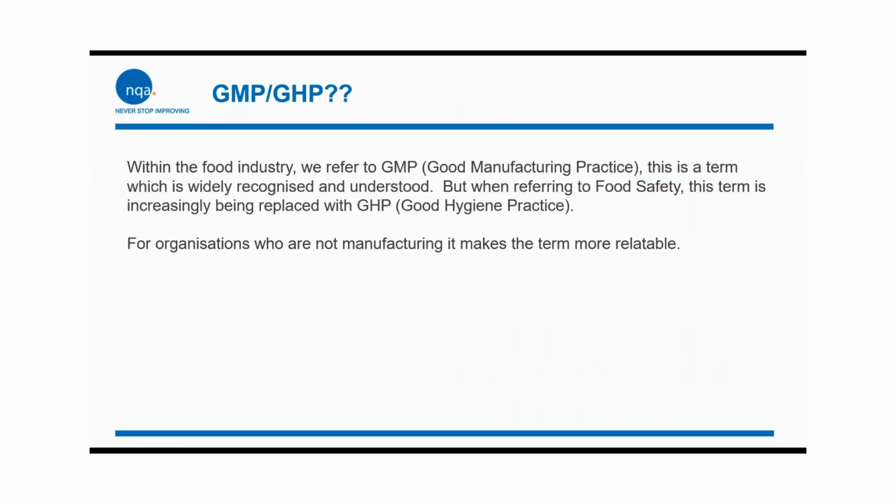So as I mentioned before, GMP, GHP, what is it we're talking about? Within the food industry, we often refer to GMP, good manufacturing practice. It's a term that's widely recognised and understood. But when referring to food safety, it's increasingly being replaced by the concept of GHP, good hygiene practice. And for organisations who are not manufacturing, it makes this term more relatable. For example, the HACCP principles and the code of practice is applicable for everybody within the food chain. So for somebody that's doing transport and storage, for example, not manufacturing, it makes this section applicable to them.